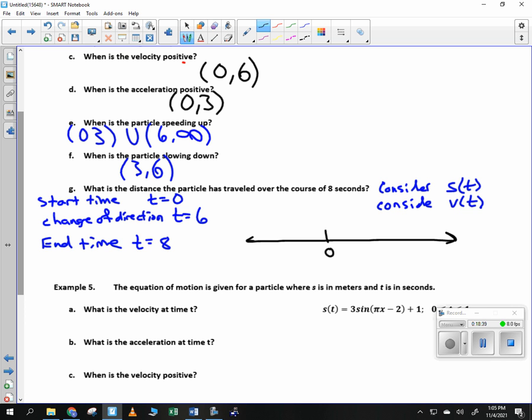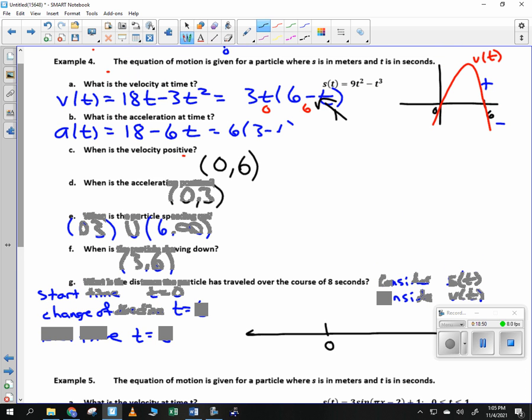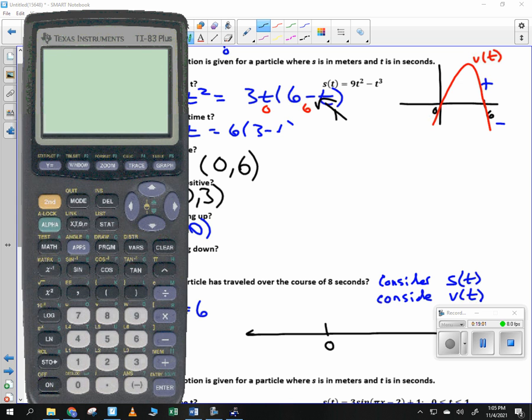At what time do I change direction? 6. Everybody see that? Let's figure out where we are at time 6. To figure out where we are at time 6, what do I do with 6? Plug it into my position. Then go to my calculator. And I go 9 times 6 raised to the second power minus 6 raised to the third power. And I get 108.